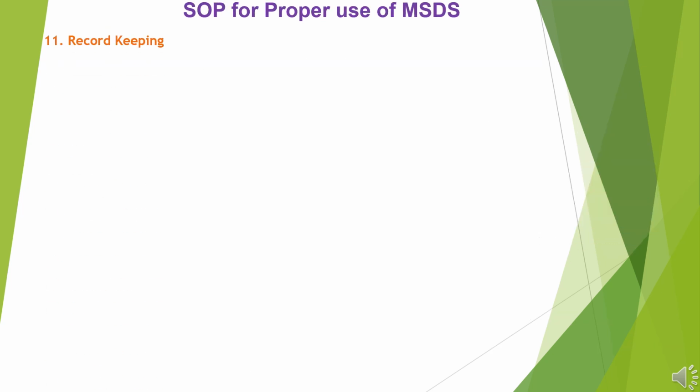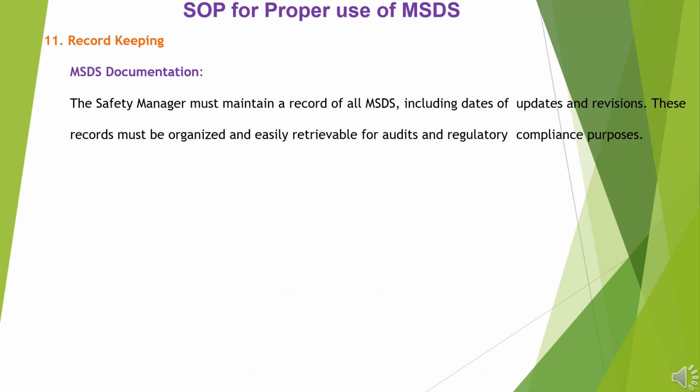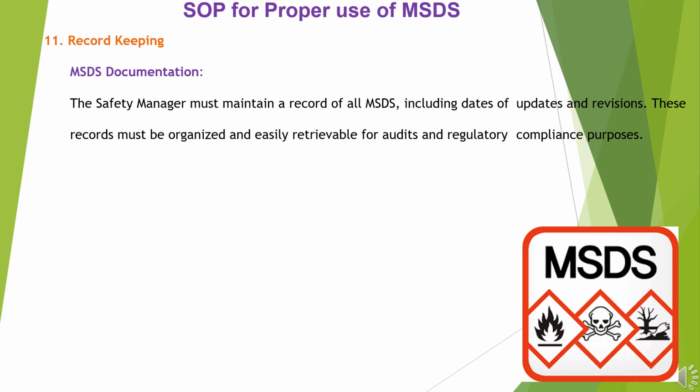11. Record keeping. MSDS documentation. The safety manager must maintain a record of all MSDS, including dates of updates and revisions. These records must be organized and easily retrievable for audits and regulatory compliance purposes.